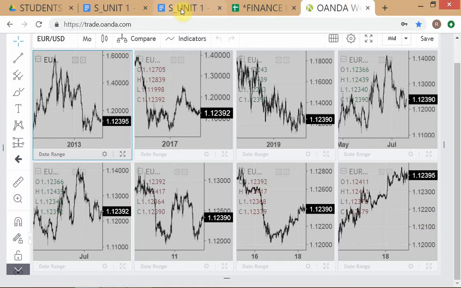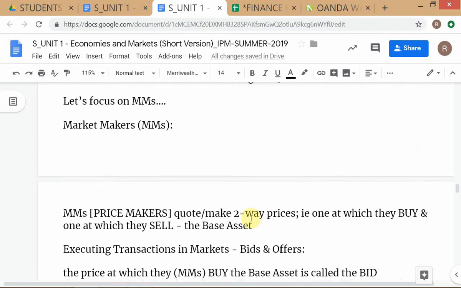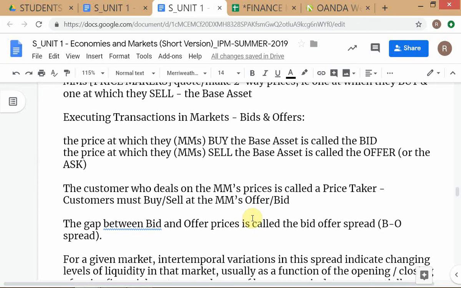We have this here as well. We have already gone through it. Trading on quotes. Okay. So market makers we refer to as MMs. Okay. So this is what we see. The price at which MMs are willing to buy the base asset is the bid, and the price at which they are willing to sell is called the offer. So it's from the market maker's perspective. Okay. Clear? And so obviously the market maker is the price maker.